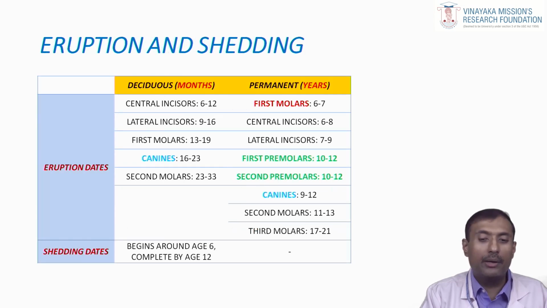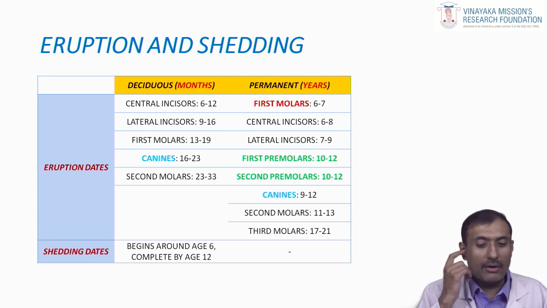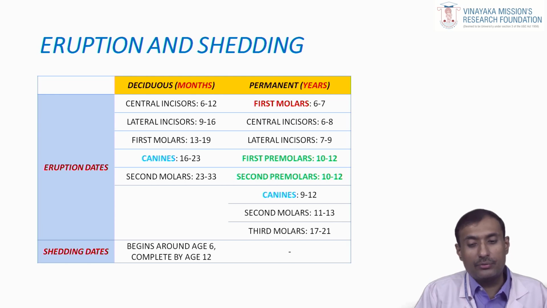Now when it comes to eruption and shedding, we have eruption in both deciduous and permanent teeth, but we do not have a normal shedding in case of permanent teeth. If any shedding or exfoliation or any tooth loss were to occur, it would be due to a pathology. Now in case of eruption dates, they are usually given in form of months.